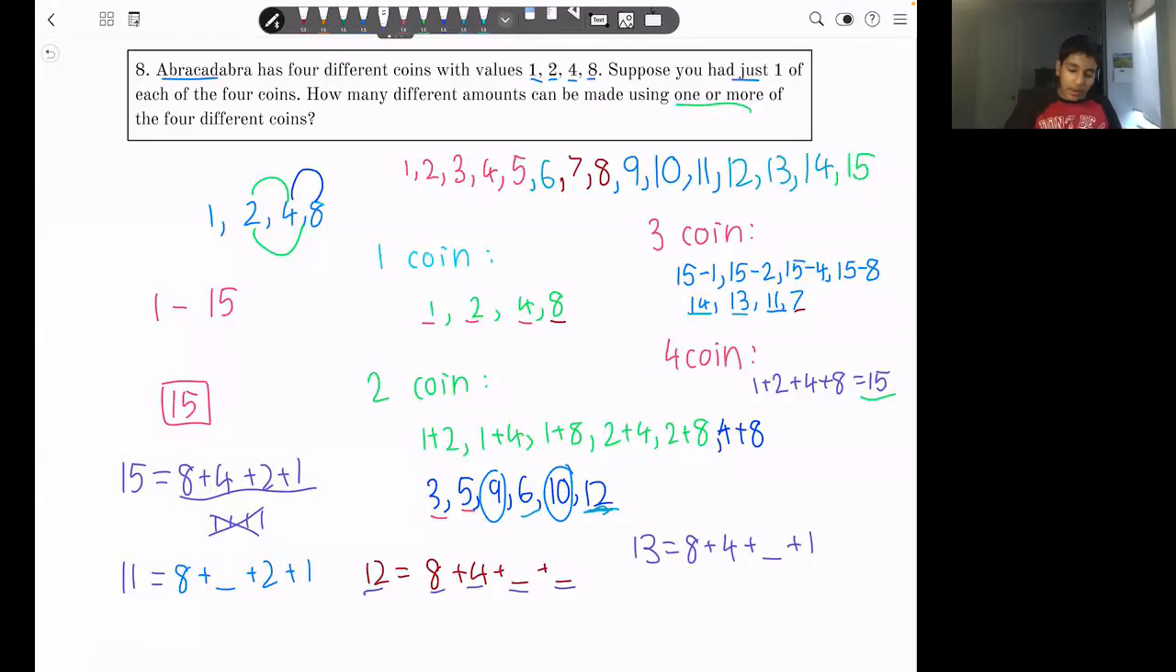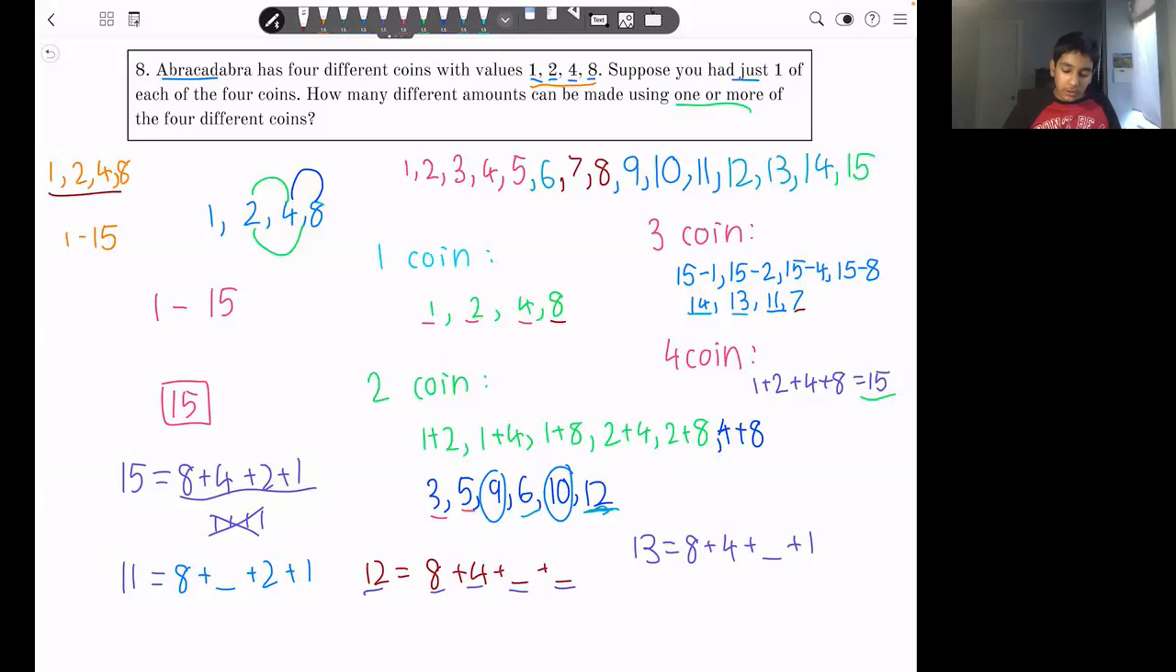And every number has a binary representation. It can be expressed as a sum of powers of 2. And we're given here that we have 1, 2, 4, and 8. So we can either choose to have a 1, a 2, a 4, or an 8. You can choose to have them. So therefore, we can express any number 1 to 15 as a sum of some of these numbers. And that's because of the binary representation.